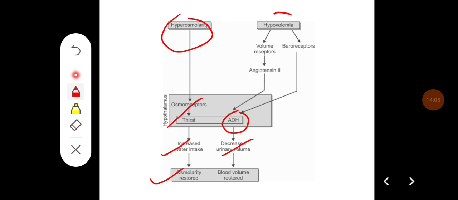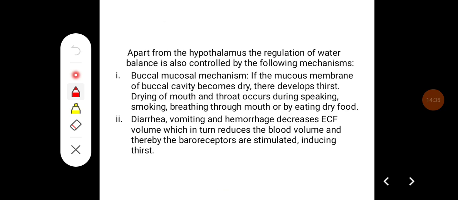Similarly, whenever there is hypovolemia, there will be volume receptors that detect it, and the angiotensin mechanism is stimulated. At the same time, baroreceptors are also stimulated, which are going to increase ADH secretion. At the same time, they are going to increase the intake of water by stimulating the thirst mechanism, and hence osmolarity and blood volume both are restored.